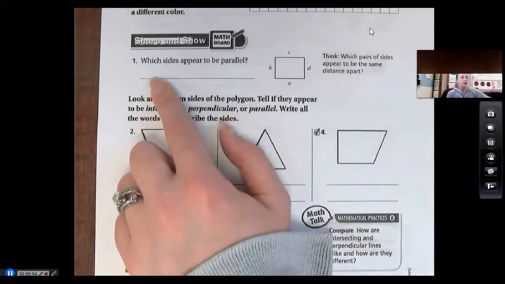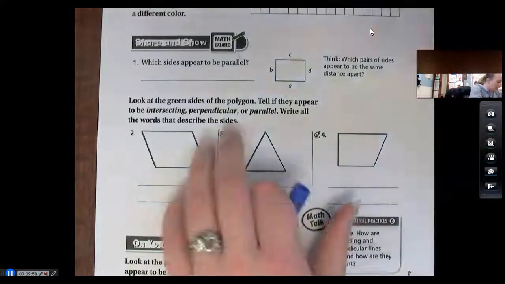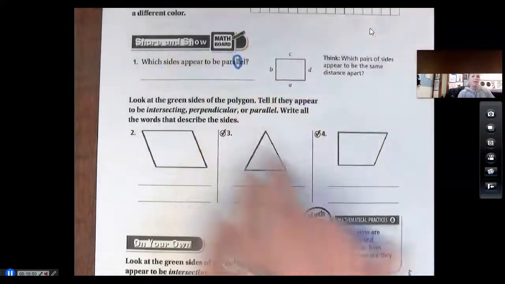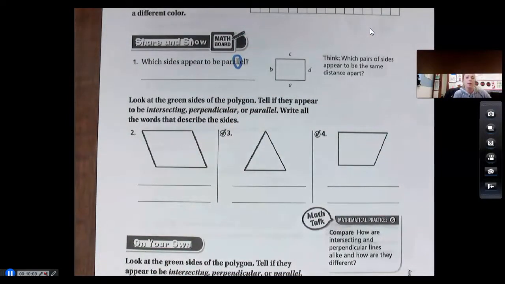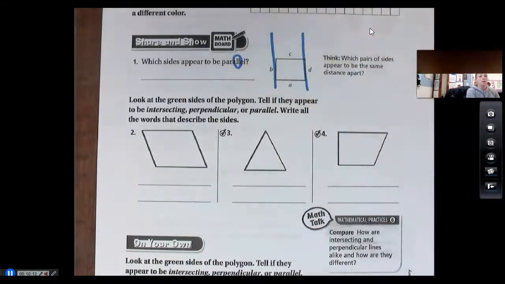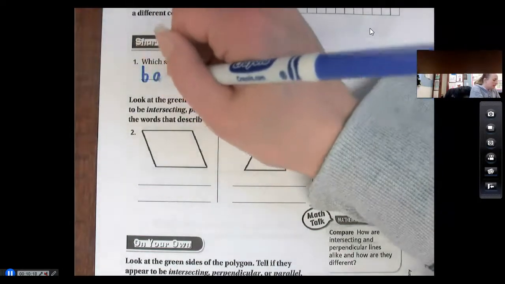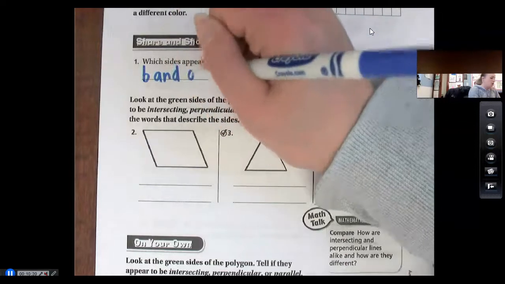Which sides appear to be parallel? Remember that parallel lines have the double L's. That means that these lines will never ever touch. Which lines look like they will never ever touch? Well, line B and line D will never ever touch. So those are considered parallel. Please write B and D on the line.